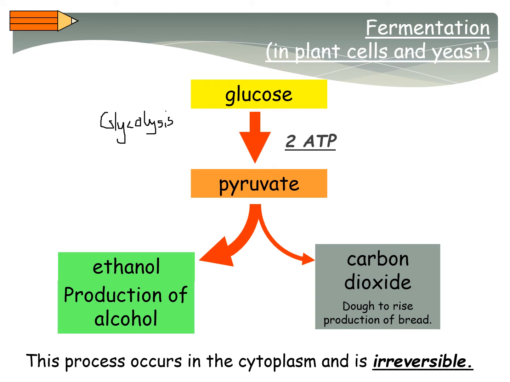Now, because there's no oxygen, your pyruvate is further broken down into ethanol, which is used in the production of alcohol, and also carbon dioxide, which can be used to make bread rise. This process occurs in the cytoplasm and it's irreversible because this time it's a gas, so it can't be reversed. So glucose to your 2 molecules of pyruvate and 2 ATP is made. Then you get the production of ethanol and carbon dioxide.